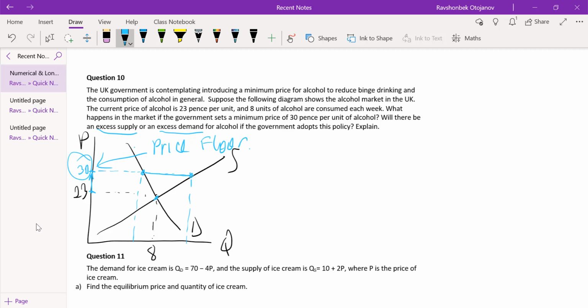And that situation creates in the market excess supply because we have more supply. So quantity supplied is greater here than quantity demanded here. So this is an excess supply.